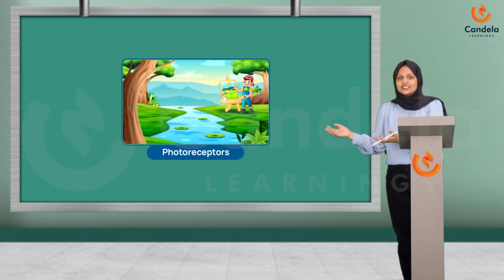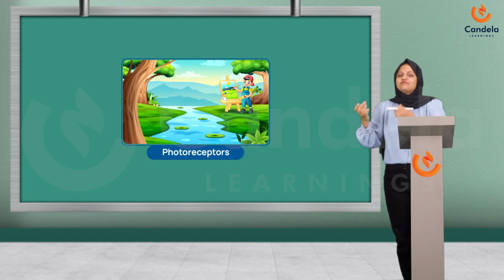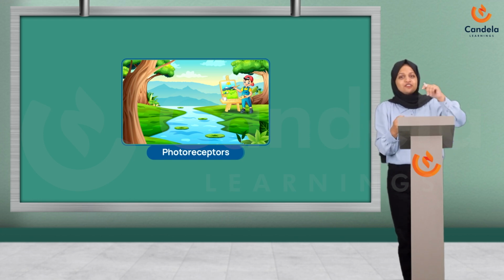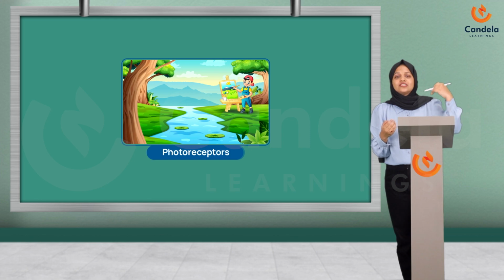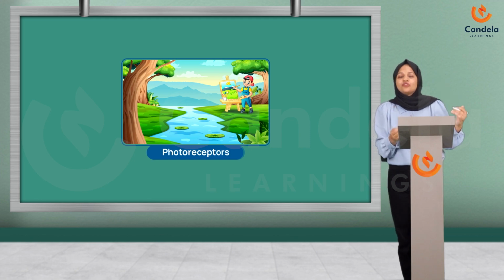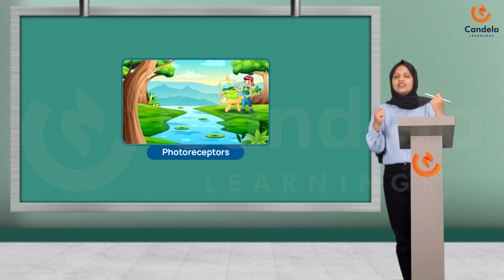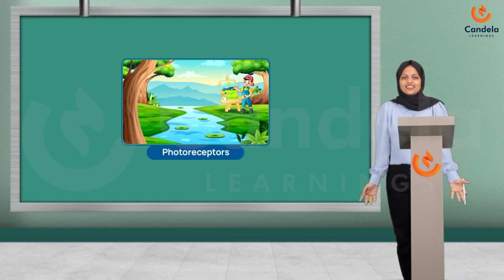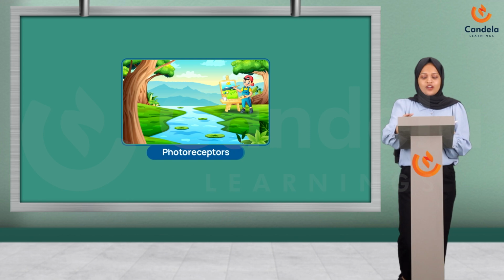What is that image? The boy is visualizing the beauty of nature and he's also drawing it. Now, how is he able to see all those beautiful things in nature? It's because in our eyes, we have a receptor known as the photoreceptor. It is because of this photoreceptor that we are able to see all those beautiful things. Now we can move on to the third image.